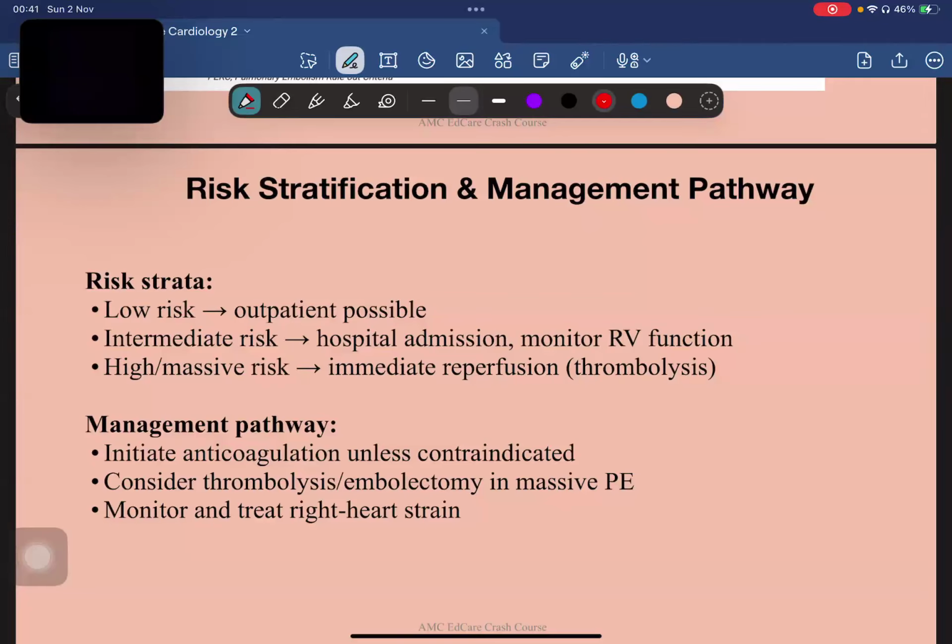thrombolysis or a surgical embolectomy. So that is what these guidelines emphasize. So simply, the hemodynamic instability is the one that triggers what the action should be, how urgent the action should be. So I would just say for management, always begin with anticoagulation unless the patient is strongly contraindicated for that. And consider thrombolysis, embolectomy if the pulmonary embolism is massive, and monitor and treat right heart strain. So those are some of the important things that you have to know in management of pulmonary embolism.